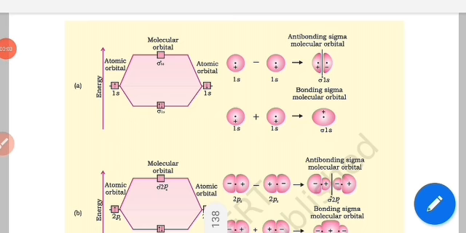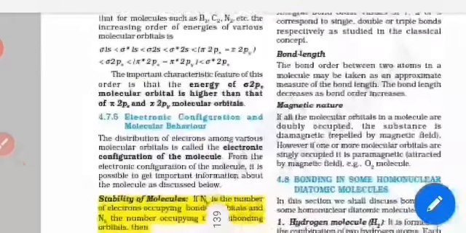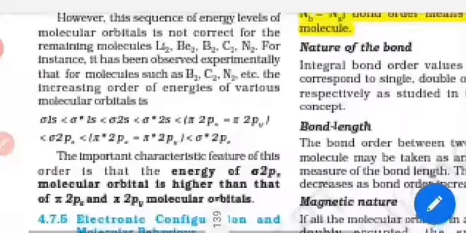As two electrons can be accommodated in an atomic orbital, in the same way, two electrons can be accommodated in one molecular orbital, not more than two, and the two electrons remain there with opposite spin. Now let us see the energy sequence of various molecular orbitals.